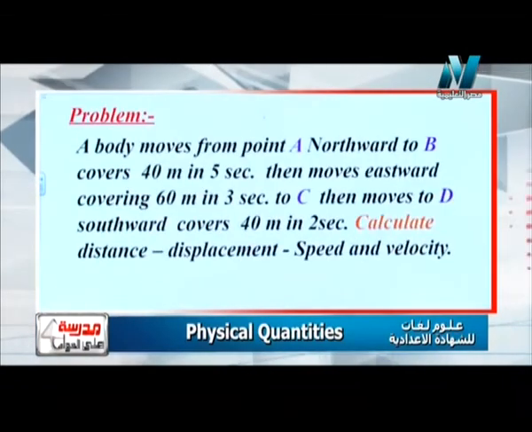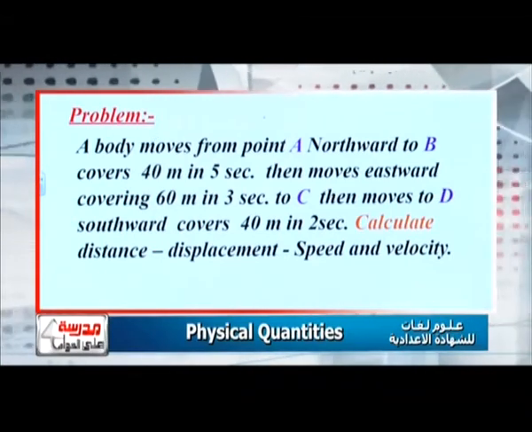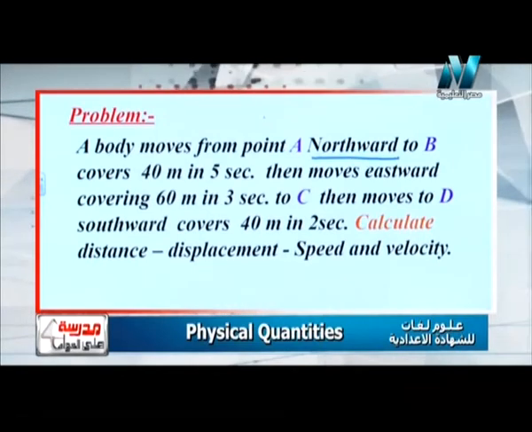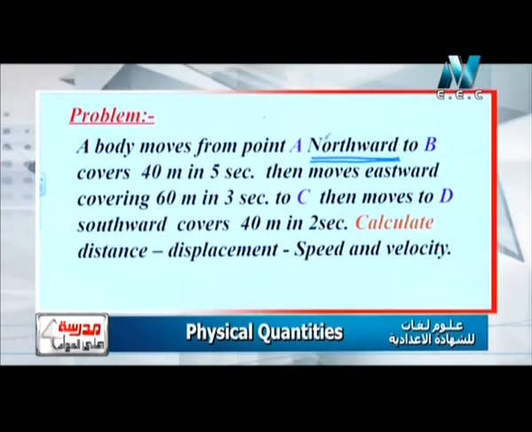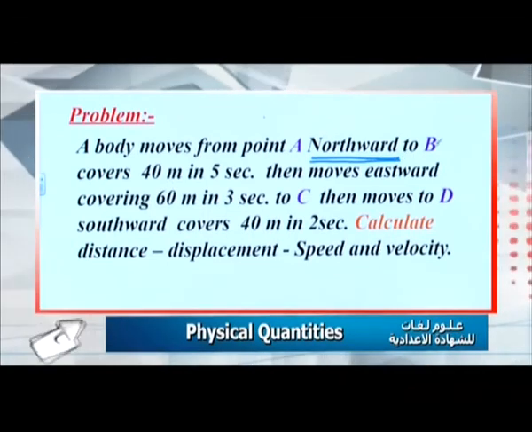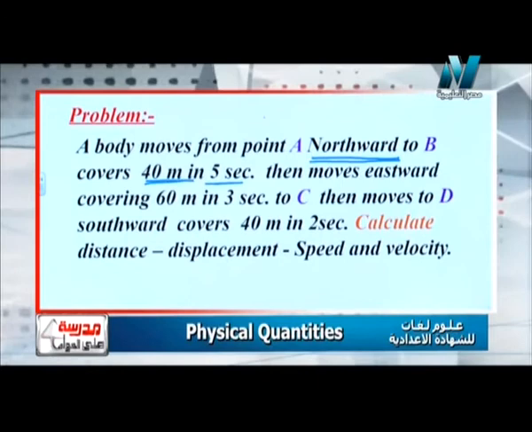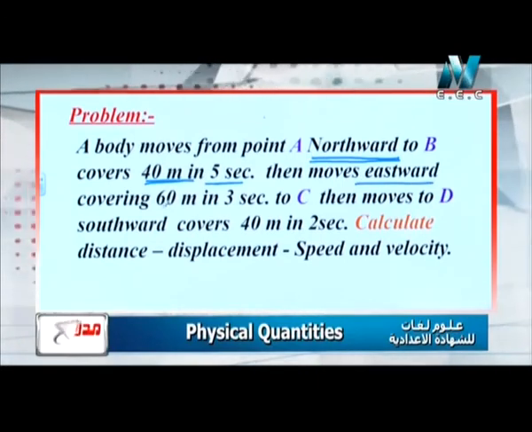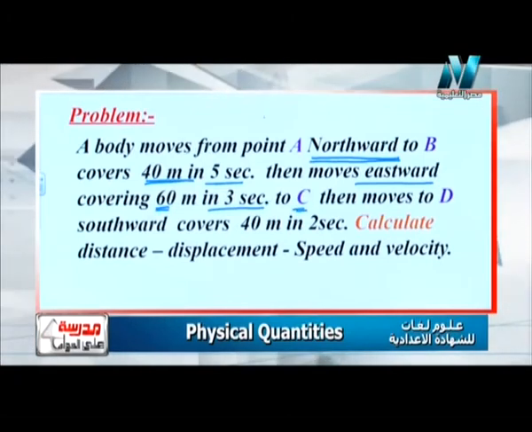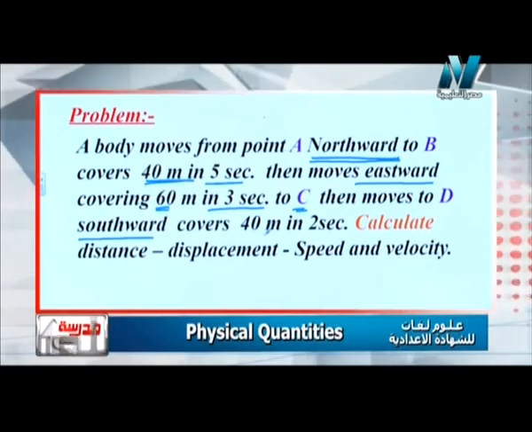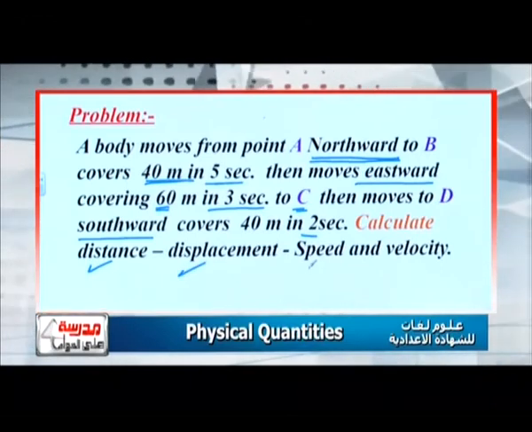As we want to calculate from this problem, as you see, a body moves from point A northward. Of course, we are now in third prep, so we know north means going up. The body covers 40 meters in 5 seconds, then moves eastward, covering 60 meters in 3 seconds, to C, then moves to D southward, covering 40 meters in 2 seconds. Calculate distance, displacement, speed, and velocity.